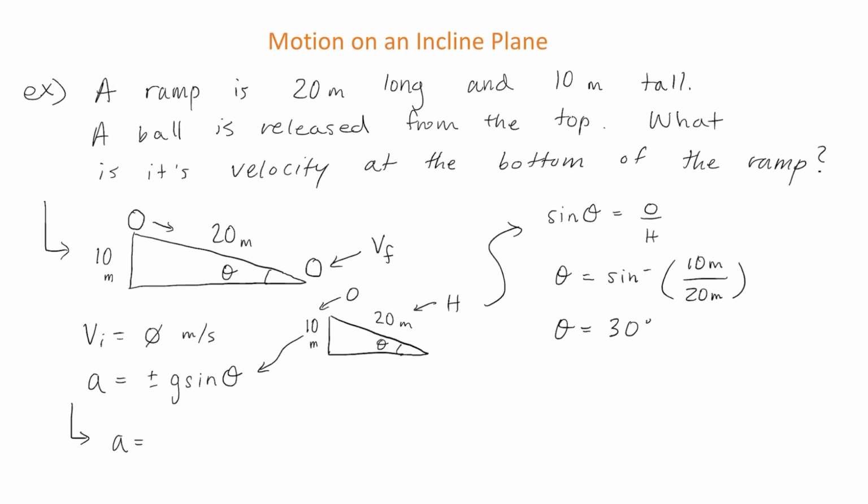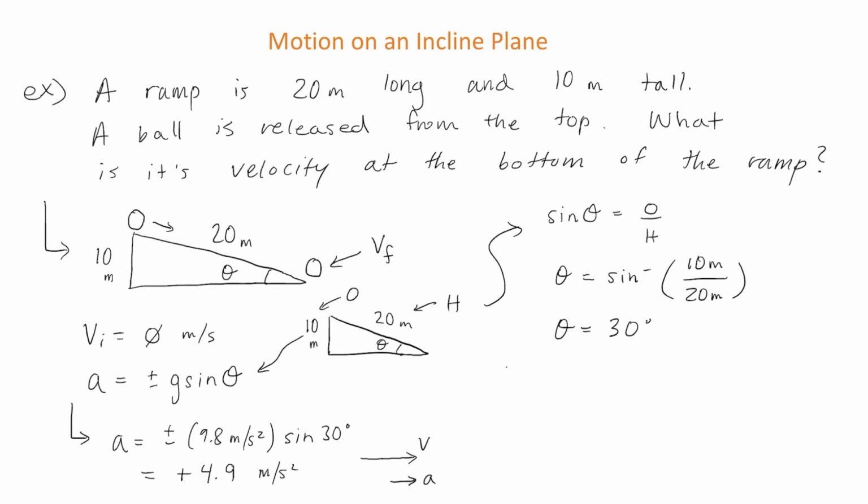Now we can solve for our acceleration, and we find that the acceleration would be plus 4.9 meters per second squared. Now, how did I know the acceleration would be positive? Well, the velocity vector is pointed to the right, and the ball will be speeding up as it goes down the ramp. That means the acceleration vector has to be in the same direction as the velocity vector, so it will also be to the right, and it will be positive.